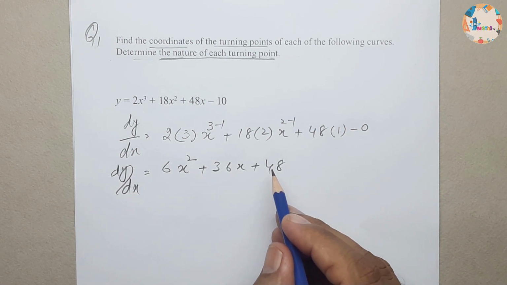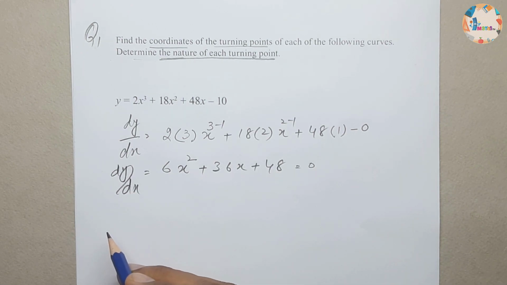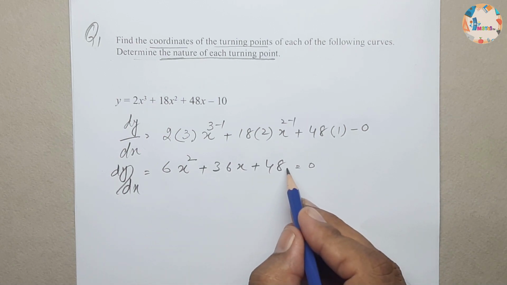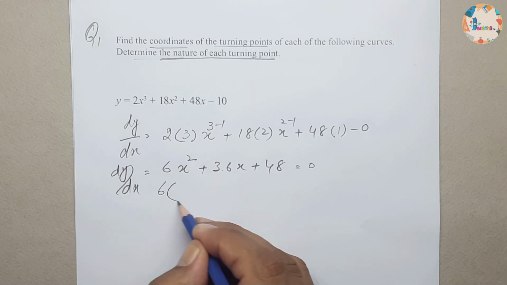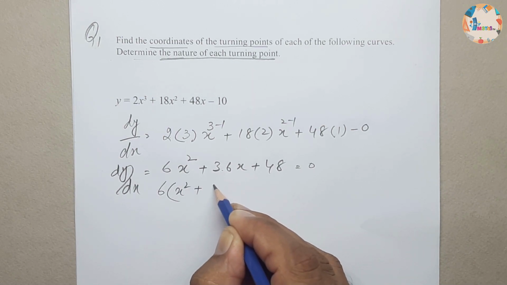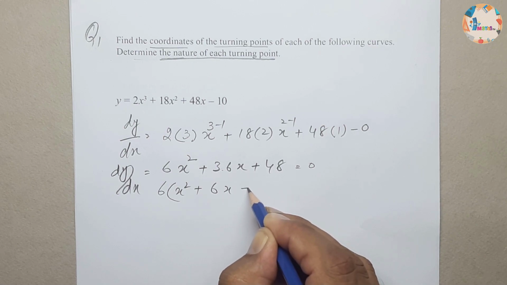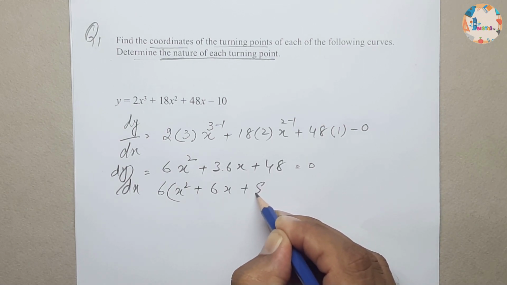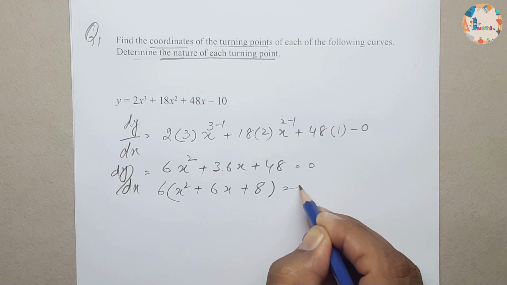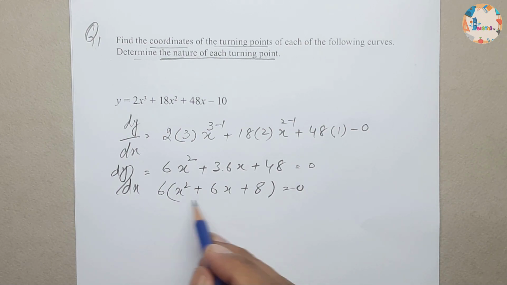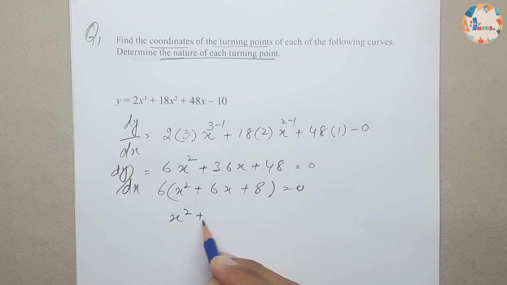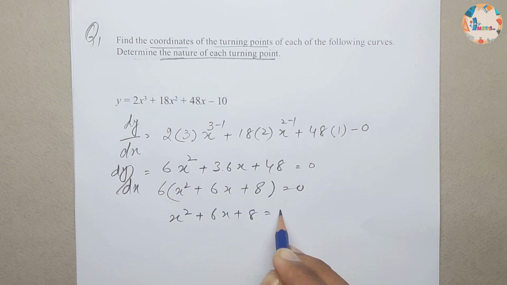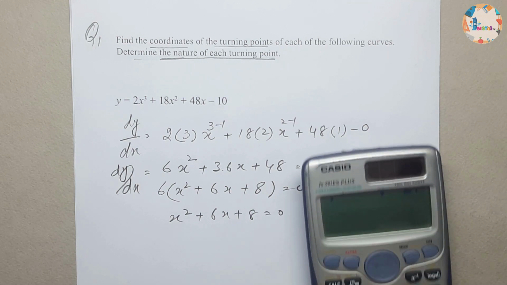Now we can put dy by dx equal to 0 for the turning points. So our equation will be this, and we can take 6 common: 6 into x squared plus 6x plus 8 is equal to 0. Since 6 is not equal to 0, this implies x squared plus 6x plus 8 is equal to 0. This is a quadratic equation which we can solve with the calculator.